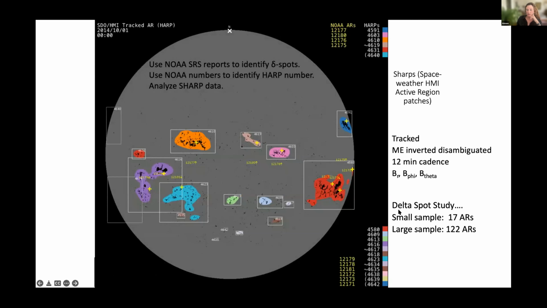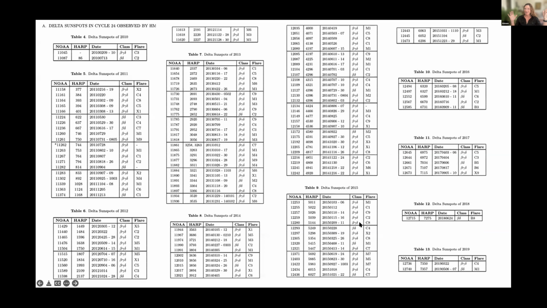For the study, we're looking at a small sample of 17 active regions where we look at a lot of quantities. And then we have a beta group that is a control group. So they're more simple active regions. And then we do look at the larger sample, which is all the active regions observed with HMI within 55 degrees of disc center. So this is a larger sample. These are just the tables in the paper that show you the NOAA number, the HARP number, the dates, the classifications, and the maximum flare energy.